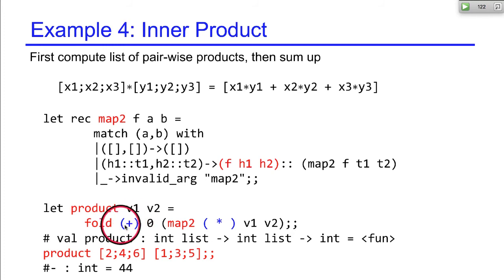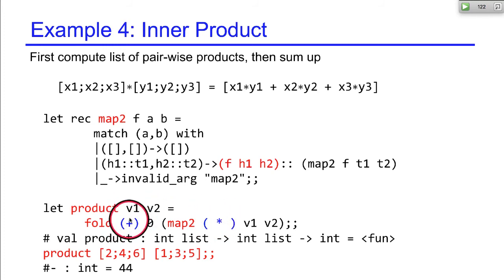This is that addition function, plus inside a paren is just the addition function that takes two integers and returns one integer, right? It's like operator overloading. My accumulator is 0. What is my list? This is my list. That is, I'm going to apply map to the list of v1 and v2. And this is a multiplication function.